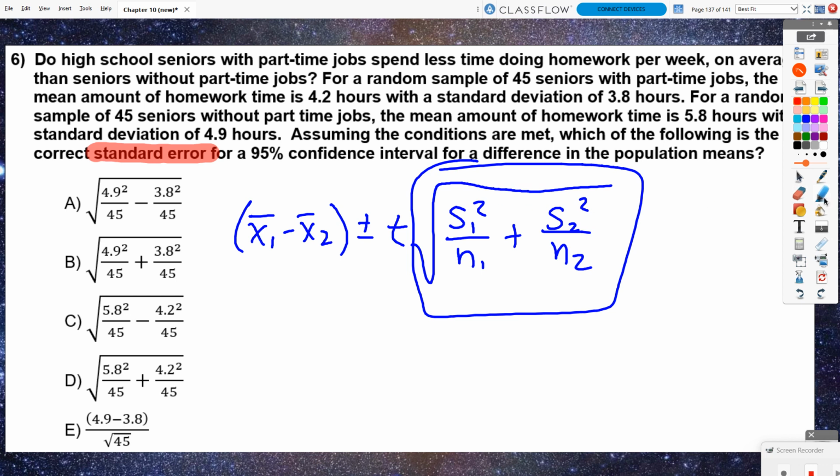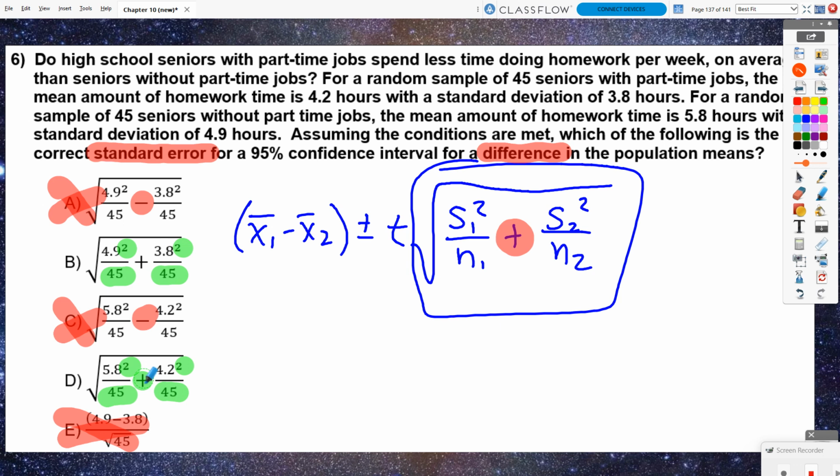Now, one thing to note, even though we're always taking the difference here, we always add these individual standard deviations. So automatically I know, hey, that's not right. Hey, that's not right. And E doesn't look like that at all. That looks like kind of a one sample with a two sample combined in there. So now B versus D, notice they both have the correct sample sizes in the denominator. They're both squaring something, and they're both adding the individual fractions there.